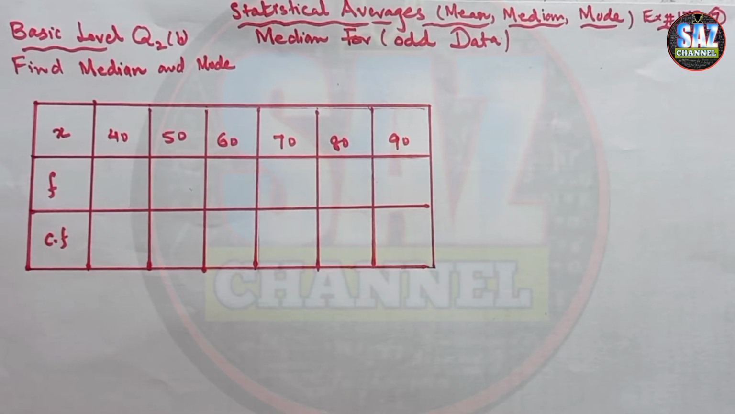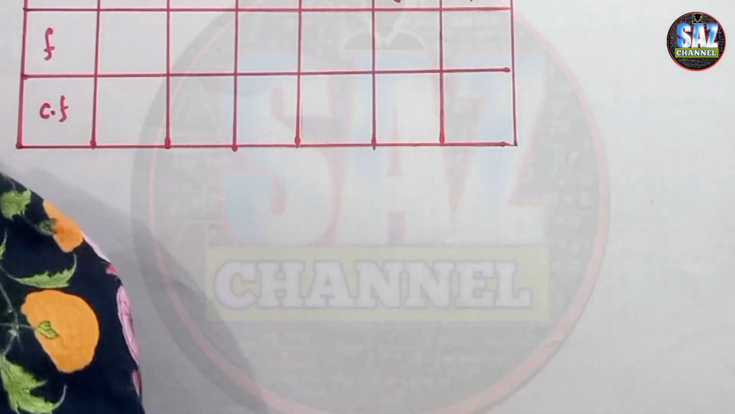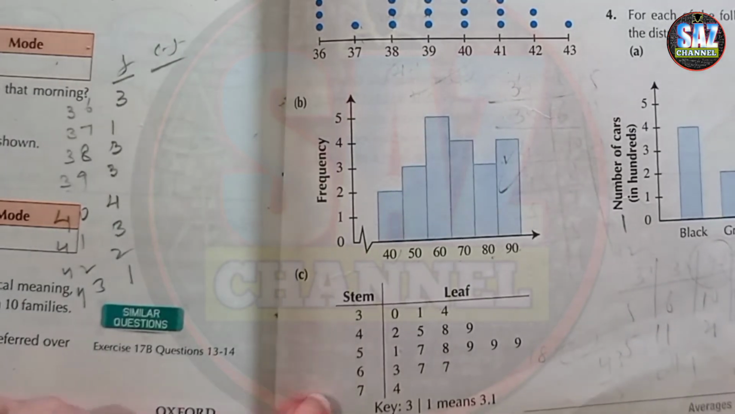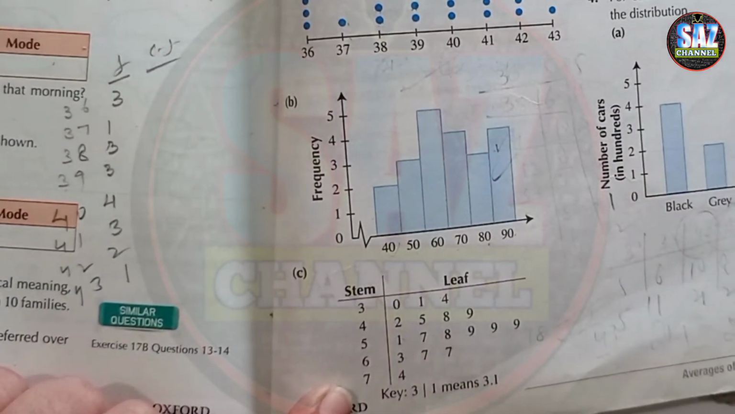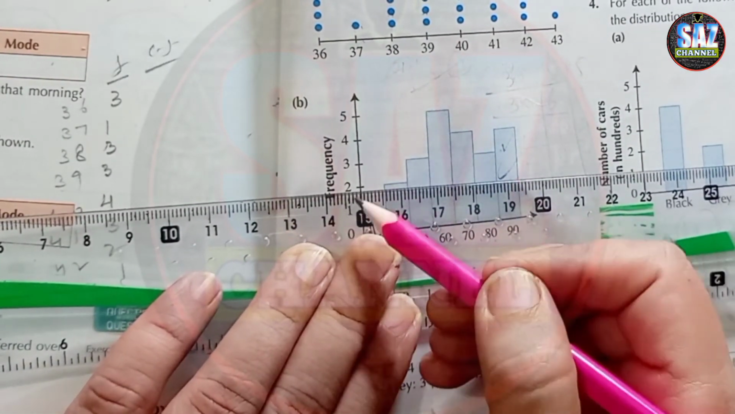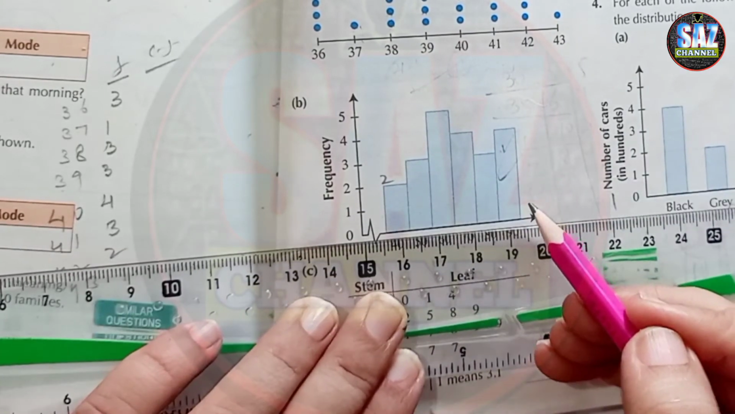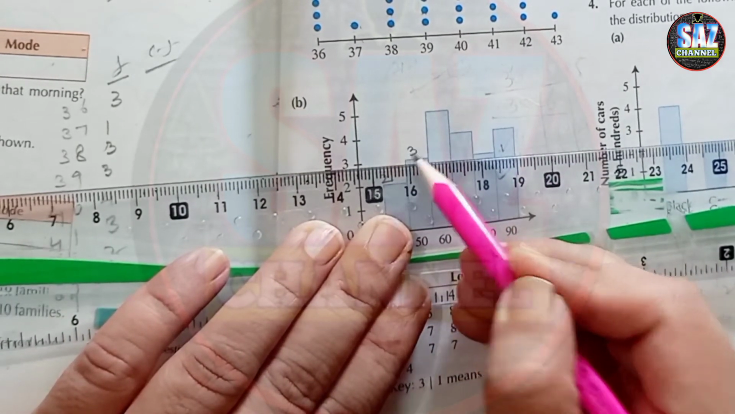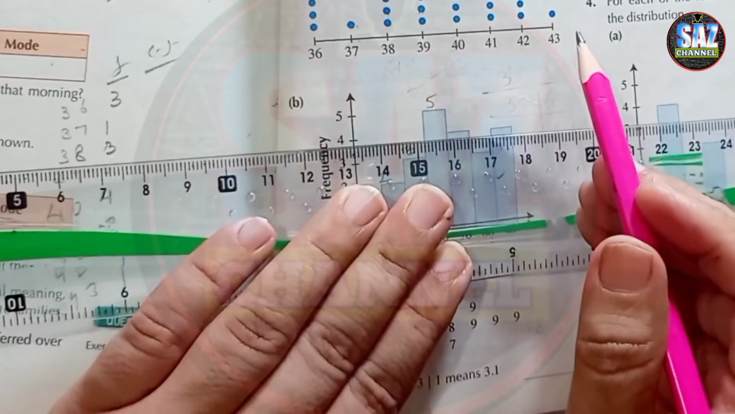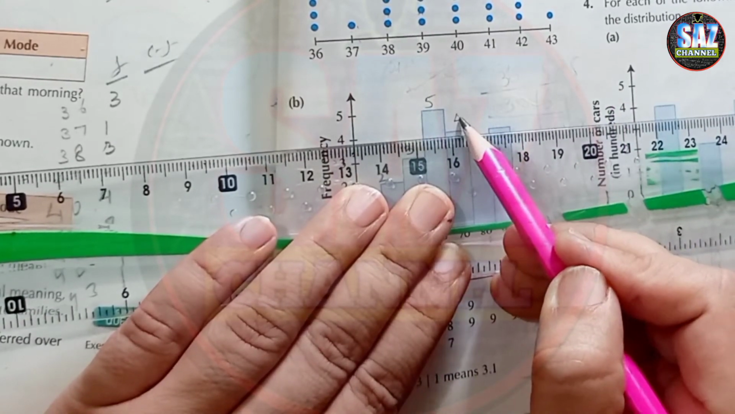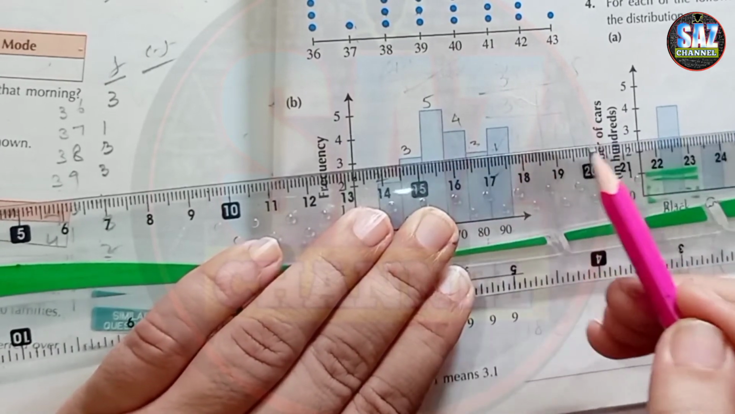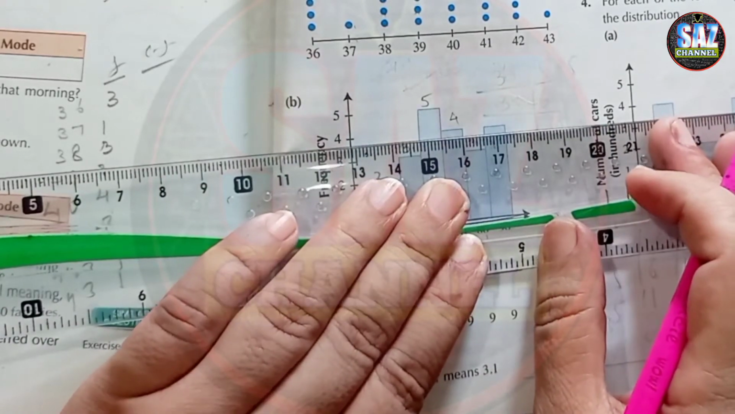So let's move to exercise 17b, and the question is about the graph. First of all, I'm keeping my book here so that my students can see how to read the graph. Here we can see that for 40 the frequency is 2. For 50 the frequency is 3. For 60 the frequency is 5. For 70 the frequency is 4. For 80 the frequency is 3. And for 90 the frequency is 4.